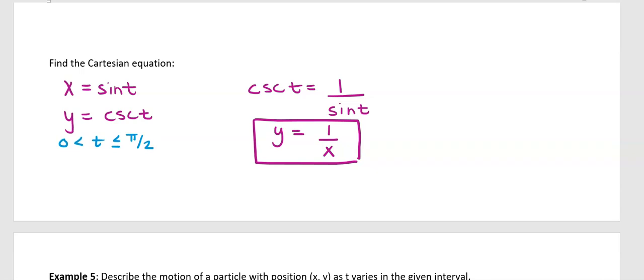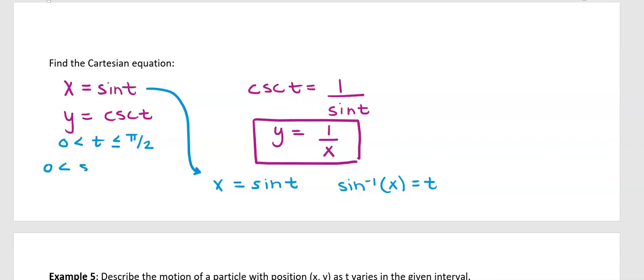We know that we can use one of these equations to help me figure out what t is. I think the easier one is to use the sine. If we start with x equals the sine of t, then we can undo the sine by taking the arc sine. So we can say the arc sine of x is equal to t. So that's what we're going to replace t with in this interval. So we'll go from 0 to the arc sine of x to pi over 2.